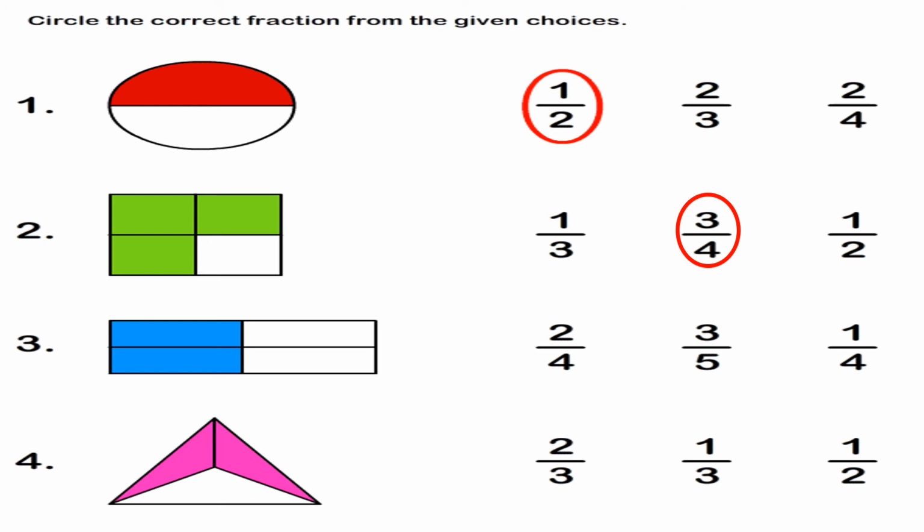Number 3, at the numerator, we will write the colored parts. They are 2 parts. And at the denominator, we will write the total parts, colored and not colored. They are 4 parts. So the right fraction will be 2/4. Number 4, at the numerator, we will write the number of colored parts. They are 2. And at the denominator, we will write the total parts. They are 3. So the right fraction will be 2/3.